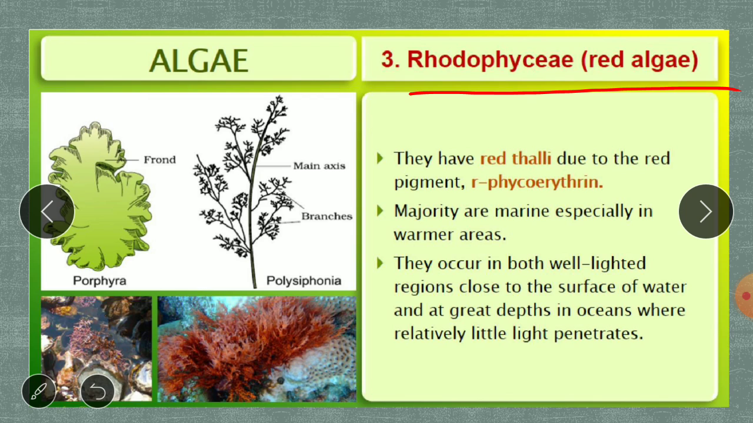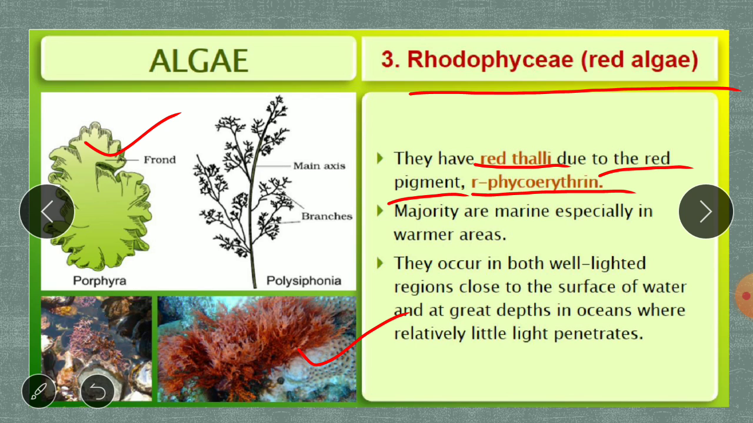Rhodophyceae are given the name because of their red colored appearance. So they have red thalli. I was telling you even in the last class about the thallus, how it looks: a flat body. This red color of the thalli is due to the presence of the red pigment phycoerythrin. So because of the pigment phycoerythrin, the red algae have the color.